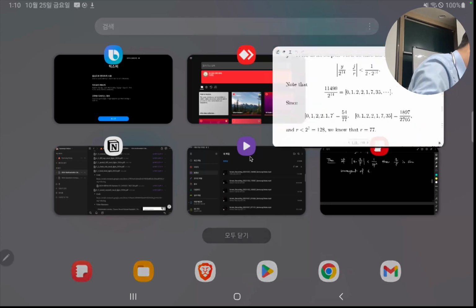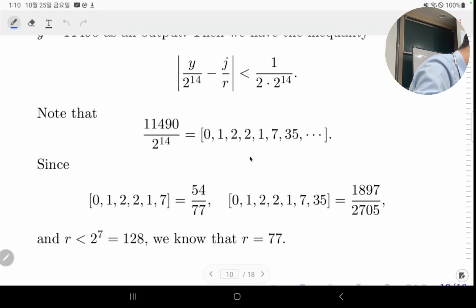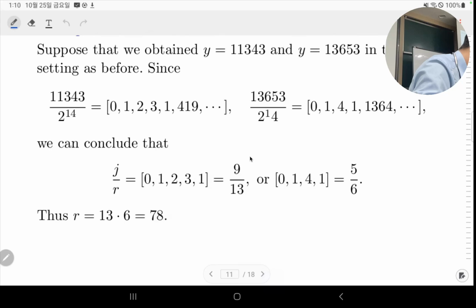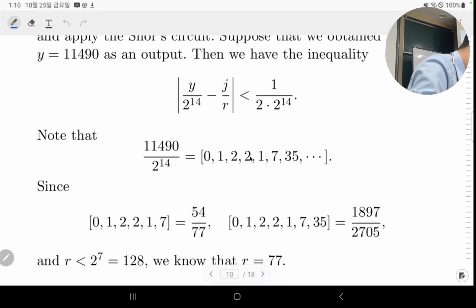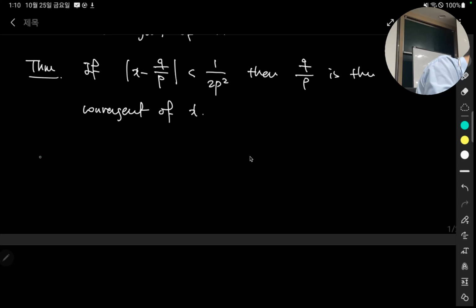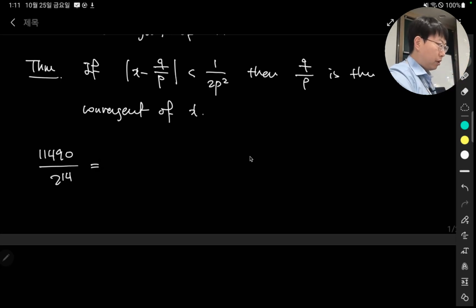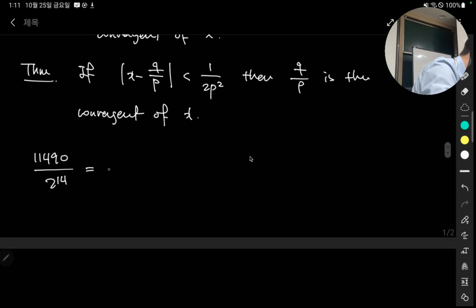11490. 2 to the 14th, how big is that? It's too big. Okay, so let's keep this one, 11490. How big is 2 to the 14th power? I think I should use a calculator. Anyway, this is our x here, which is y over 2 to the n. So therefore, you can assume that n is 14 and y is 11490.